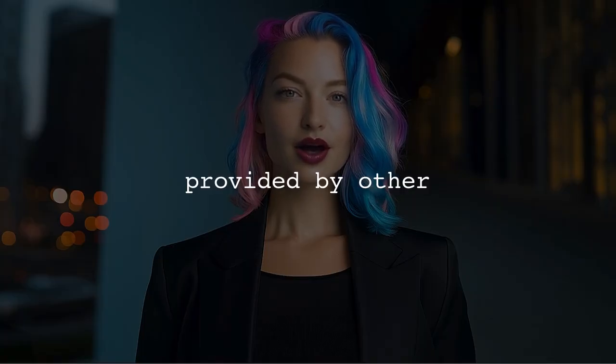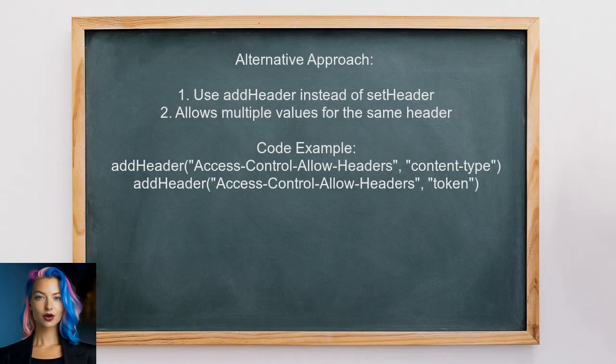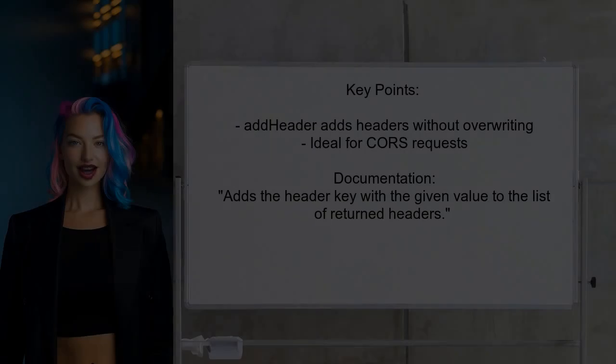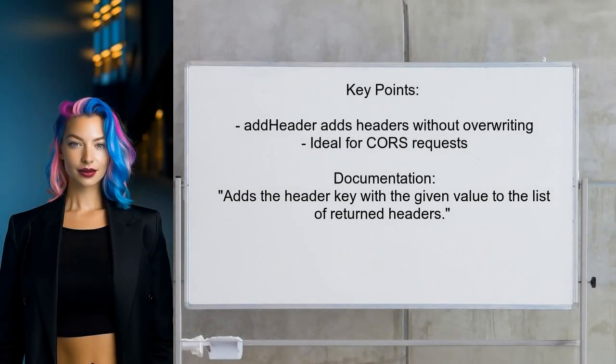Now let's look at the answers provided by other users. An alternative solution suggests using the add header function instead of set header. This function allows you to add multiple headers with different values without overwriting existing ones. The documentation for add header states that it adds the header key with the given value to the list of returned headers, even if that header already exists. This behavior is ideal for your CORS setup.